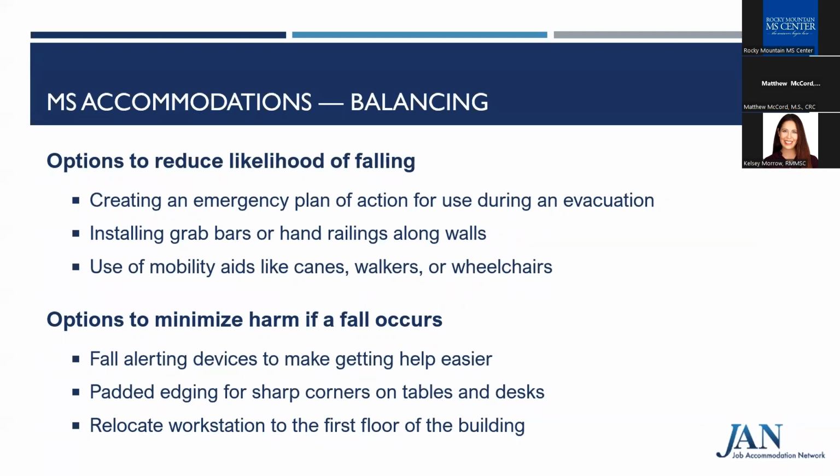As for accommodation options to minimize the harms involved with a fall, purchasing a fall alerting device can be helpful if the individual will need assistance, but there may not be someone within earshot that can provide that assistance. Padded edging to soften the corners of tables and desks are also a good option to reduce the severity of injuries. And if there are concerns with using stairs, relocating the workstation to the first floor is always a good option for that too.